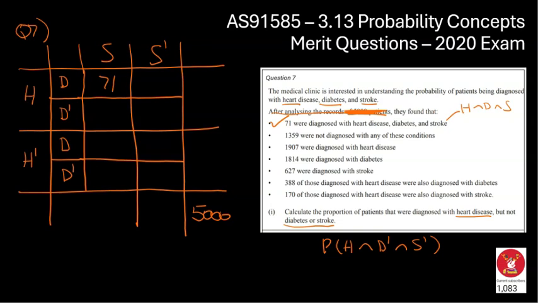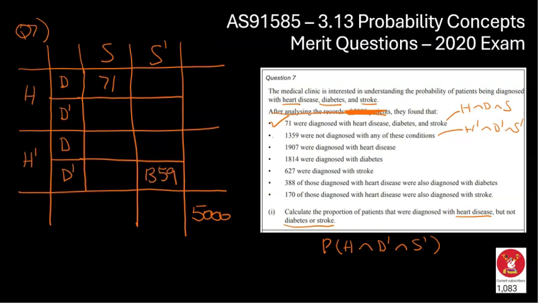1,359 were not diagnosed with any of these conditions. So that's going to be H dash, D dash, S dash. So that's going to be kind of this bottom box over here. So they've got none of these conditions. So I guess they're the healthiest ones of the bunch.